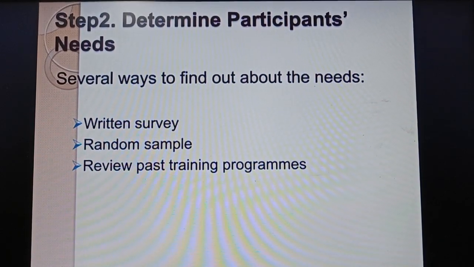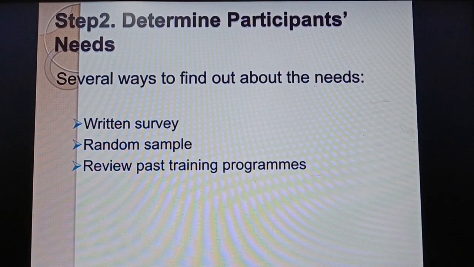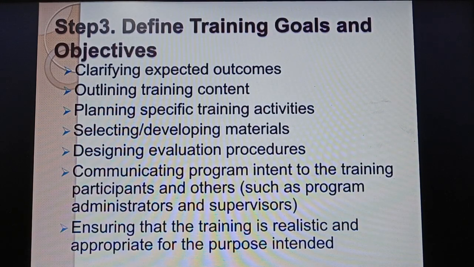After that, step 2 is determine participant needs. There are several ways to find out about the needs: one is a written survey, another is a random sample, third is review of past training programs. Step 3 is define training goals and objectives. First clarifying expected outcomes, then outlining training content, then planning specific training activities, then selecting and developing materials, then designing evaluation procedures, then communicating program intent to the training participants and others such as the program administrators and supervisors, then ensuring that the training is realistic and appropriate for the purpose intended.